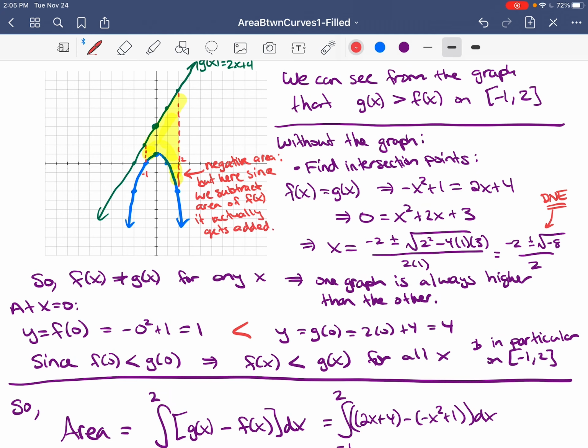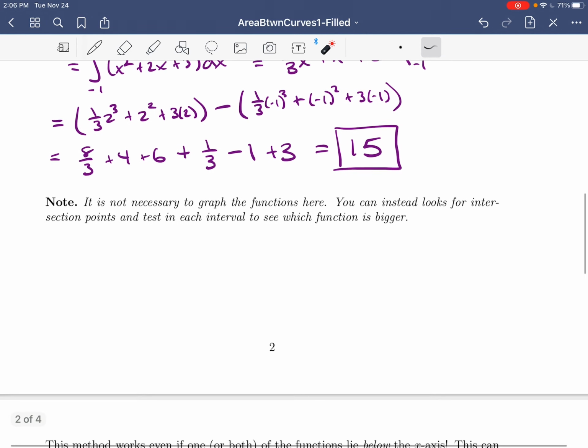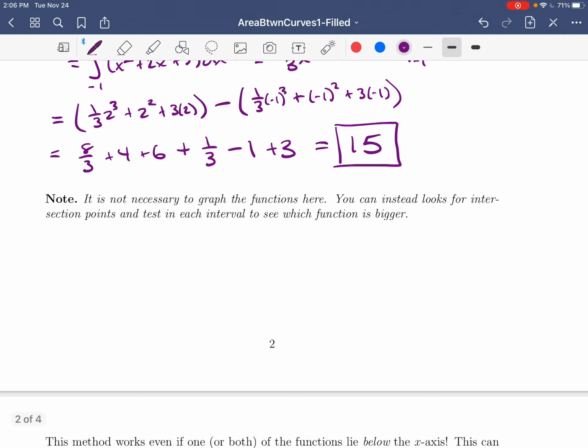So if you think about what you're doing for these two, it's going to be all of this, so that's the area under g, and then when I do f, I'm going to be subtracting that part, which is good, because that's going to get rid of it, but then I'm also going to subtract this part, but it's actually a negative number in the definite integral, so it's going to be added in. So it does work even though f of x goes underneath the x-axis.